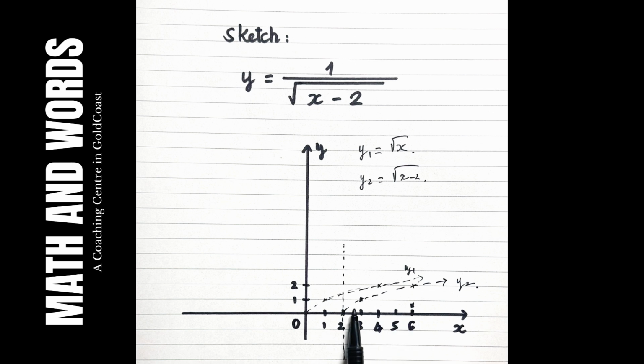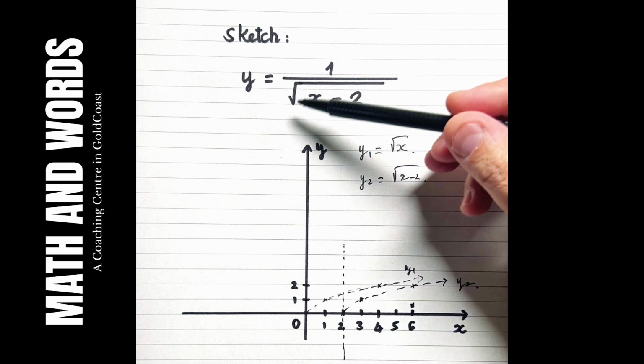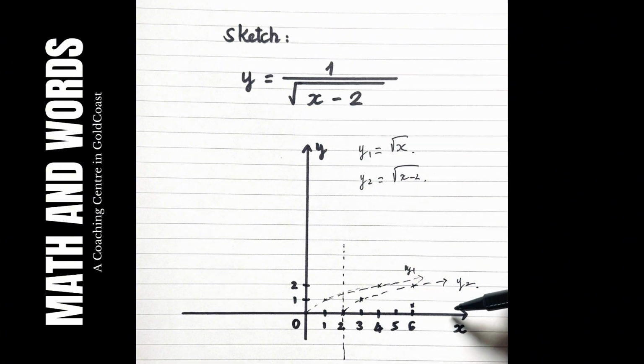And as you can see, when the value of the denominator gets larger and larger, it's gonna approach 0 here. And if the value of y2 gets bigger, and when you reciprocal a large number, you're gonna have a very tiny number, a positive small number. So it's gonna approach the x-axis right here.